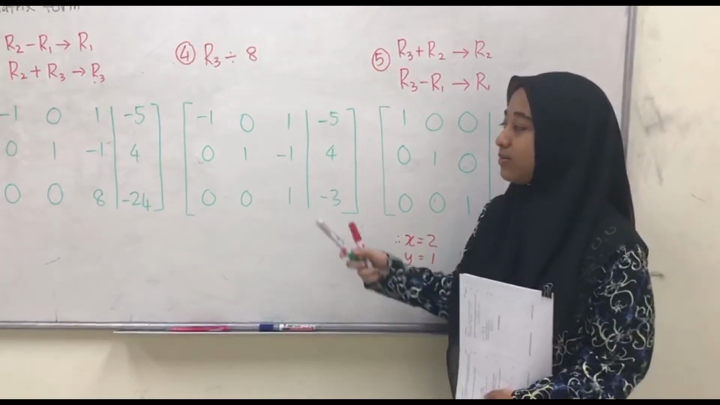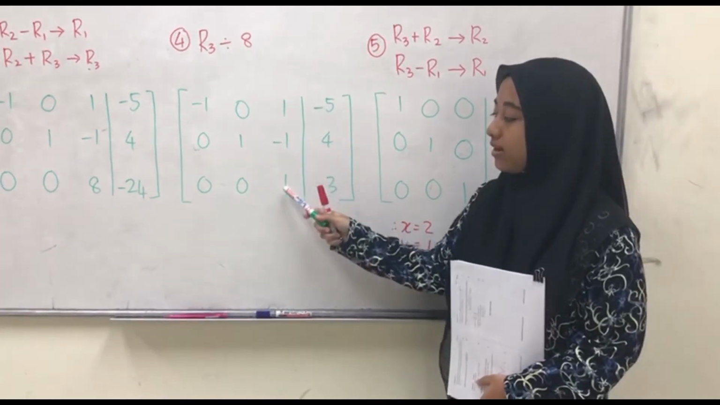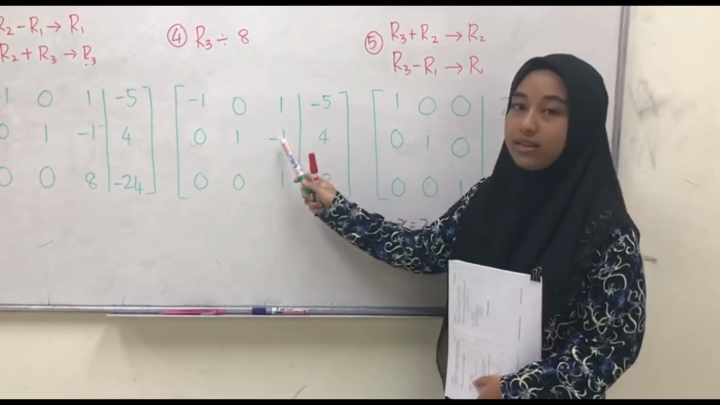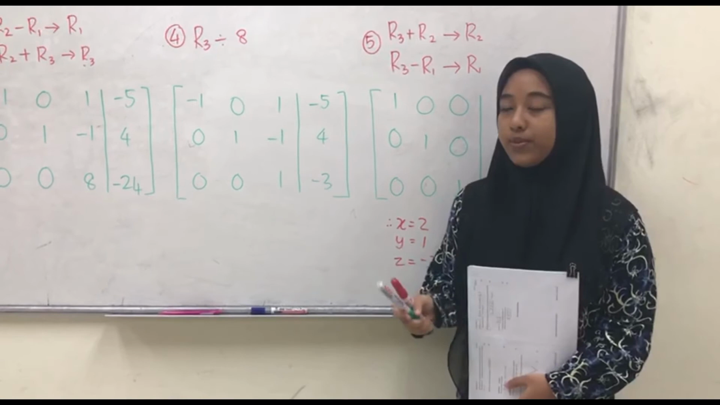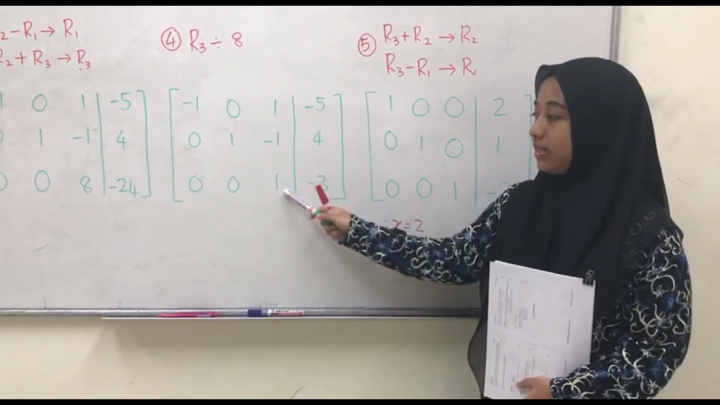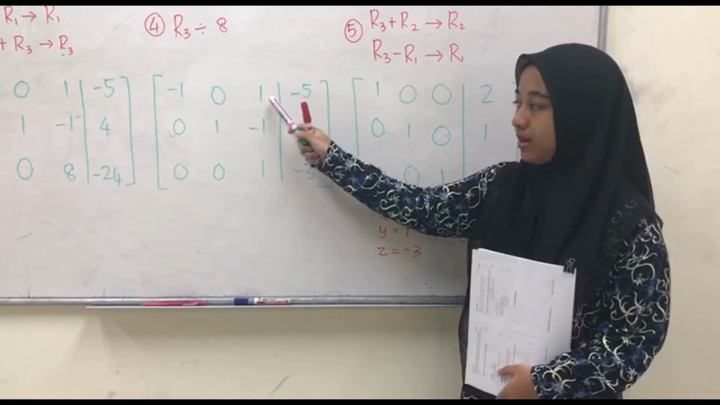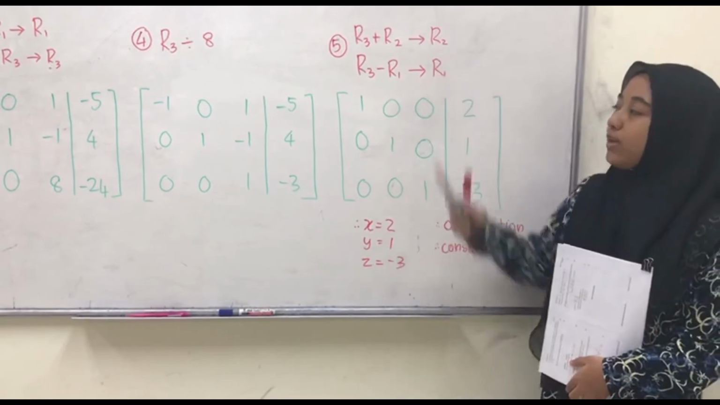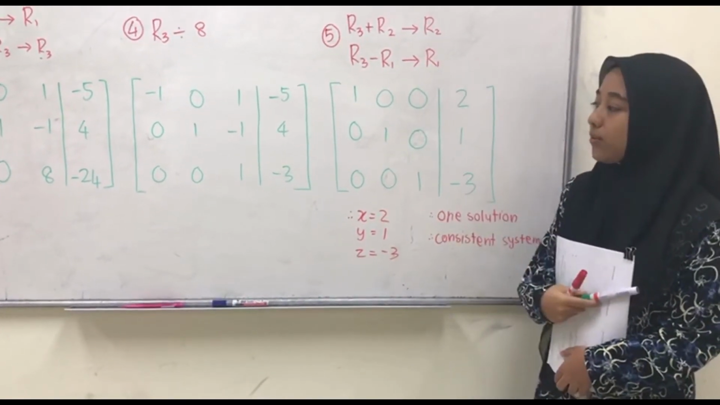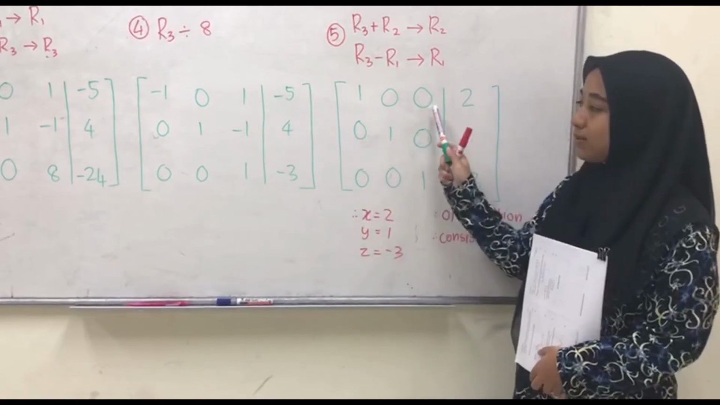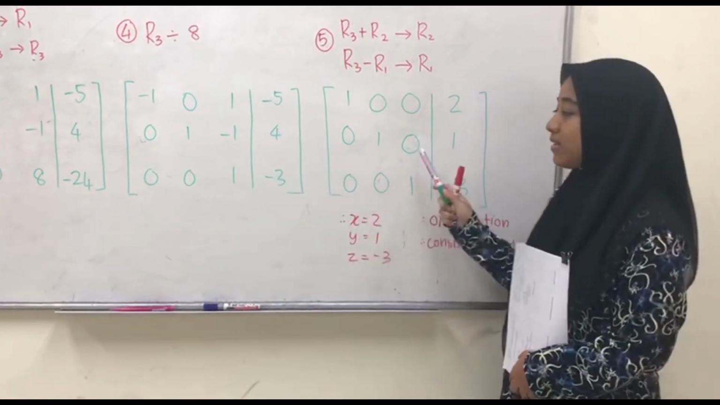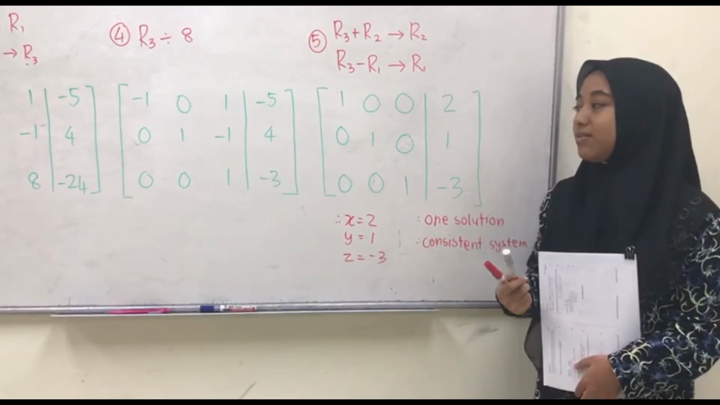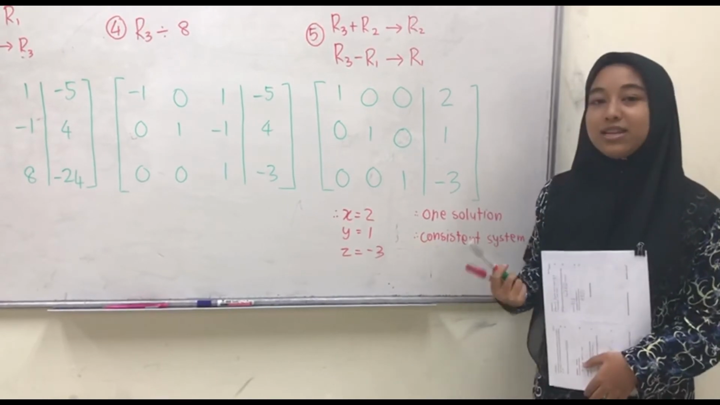The last step is we want to make 0 above the leading entry in row 3. This 1 and negative 1, we want to make become 0. How? We are going to use the 1 here to subtract and to add. So row 3 plus row 2, we will get the new row 2, and row 3 minus row 1, we will get the new row 1. 1 minus 1, we will get 0, and 1 plus negative 1, we will get 0. So we are already done making the matrix become reduced echelon form.